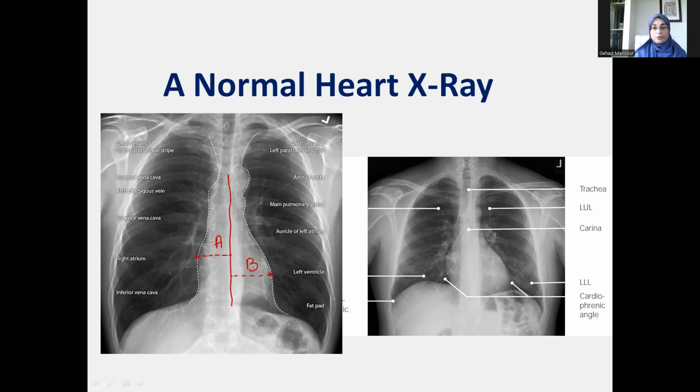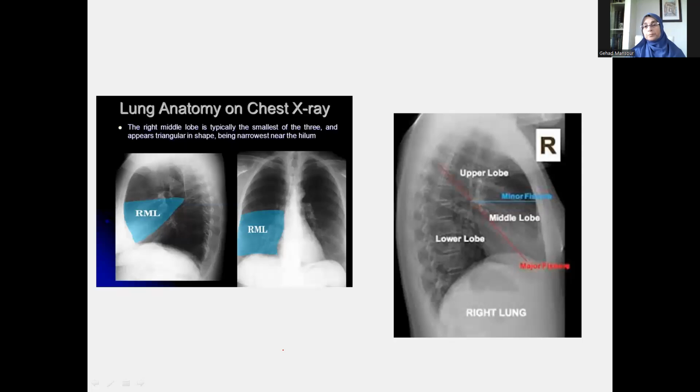And then you come here to the broadest diameter of the thorax or of the chest cavity, not necessarily at the level of the diaphragm. It is usually above the level of the diaphragm. If I call this C and D, then A plus B should always be less than 50% of C plus D. So it should be smaller than (C plus D) over 2.